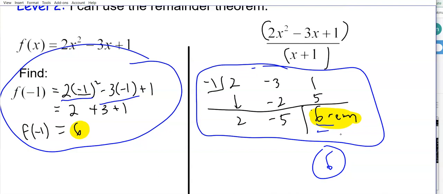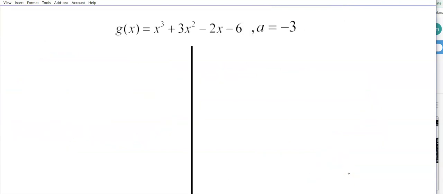They'll ask a question like, use synthetic substitution to find the result when, and you'll see that in the homework. Look for the words synthetic substitution. They're looking for the answer, which is actually the remainder, or they might say using the remainder theorem. Let's try to solve this both ways.